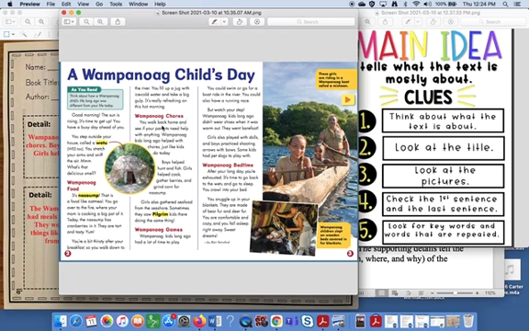That doesn't give me a lot of help, but now I'll look for key words and words that are repeated. Maybe I'll look at Nawsum. I'm looking at chores. I'm looking at games and bedtime and food. That's a lot of different information. So maybe the main idea, or the gist of it, has something to do with a Wampanoag child's day.